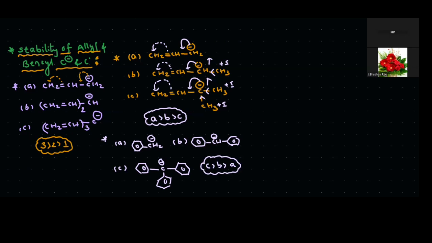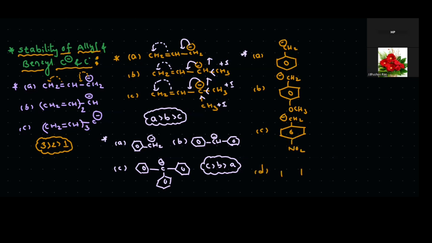Next, another example. CH2 minus, compound B. Here an OCH3 group and an OH group. So these are the four compounds given.